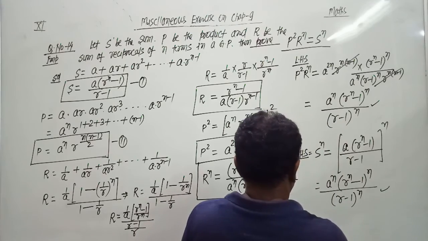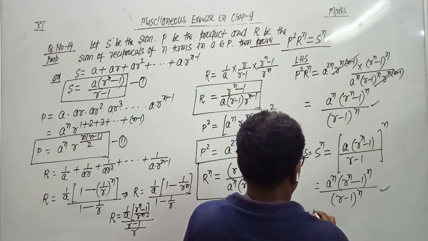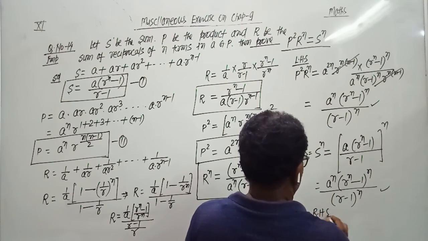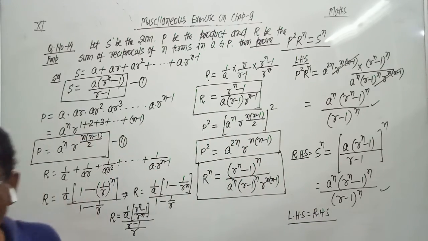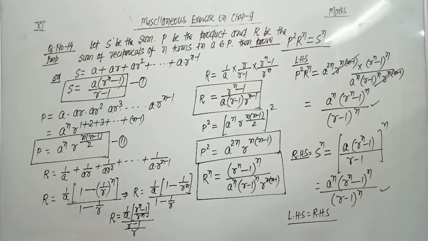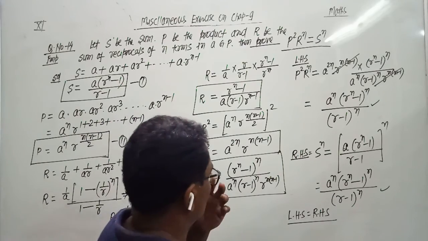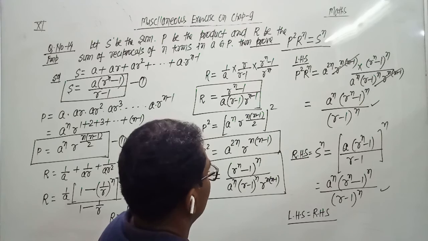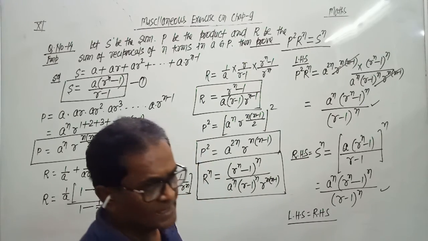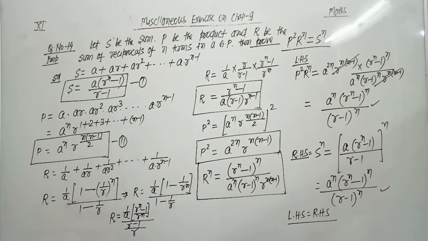So we get that LHS is equal to RHS. Means p square into r raised to the power n is equal to s raised to the power n. P square into r raised to the power n equals to s raised to the power n. LHS is equal to RHS.